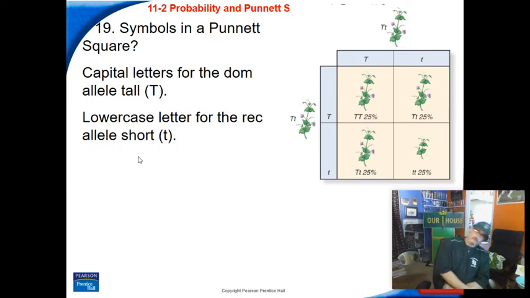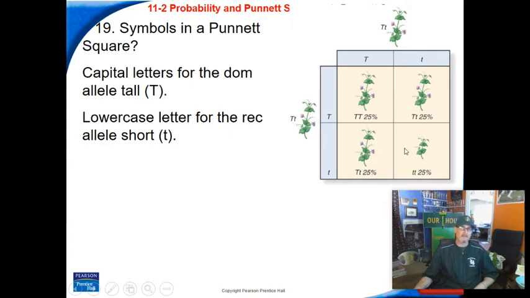Okay, symbols. We use capital letters for the dominant allele. Remember, DOM stands for dominant. We use lowercase for the recessive allele. So as you can see in this diagram, and I really would recommend using Snippet or doing screenshots and importing these images into your notes. But we've got a tall. Of course, we have a dominant allele. You only have to have one dominant allele to have the dominant trait. This one's a hybrid. It's a heterozygous. Okay, so we've got tall still because, again, you only need one of the dominant alleles.